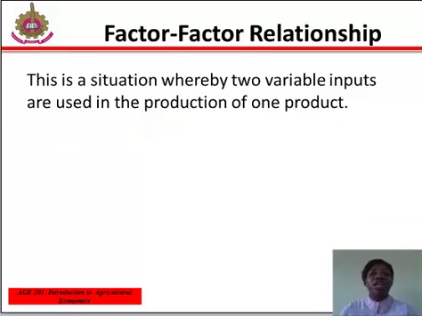For factor-factor relationship, this is a situation whereby two variable inputs are used in the production of one product. An important economic parameter of factor-factor relationships is the isoquant, which is the curve of all combinations of x1 and x2 which yield a specified output level. It is also called an isoproduct or equal product curve. A movement along an isoquant implies the same output level but with different combinations of x1 and x2.